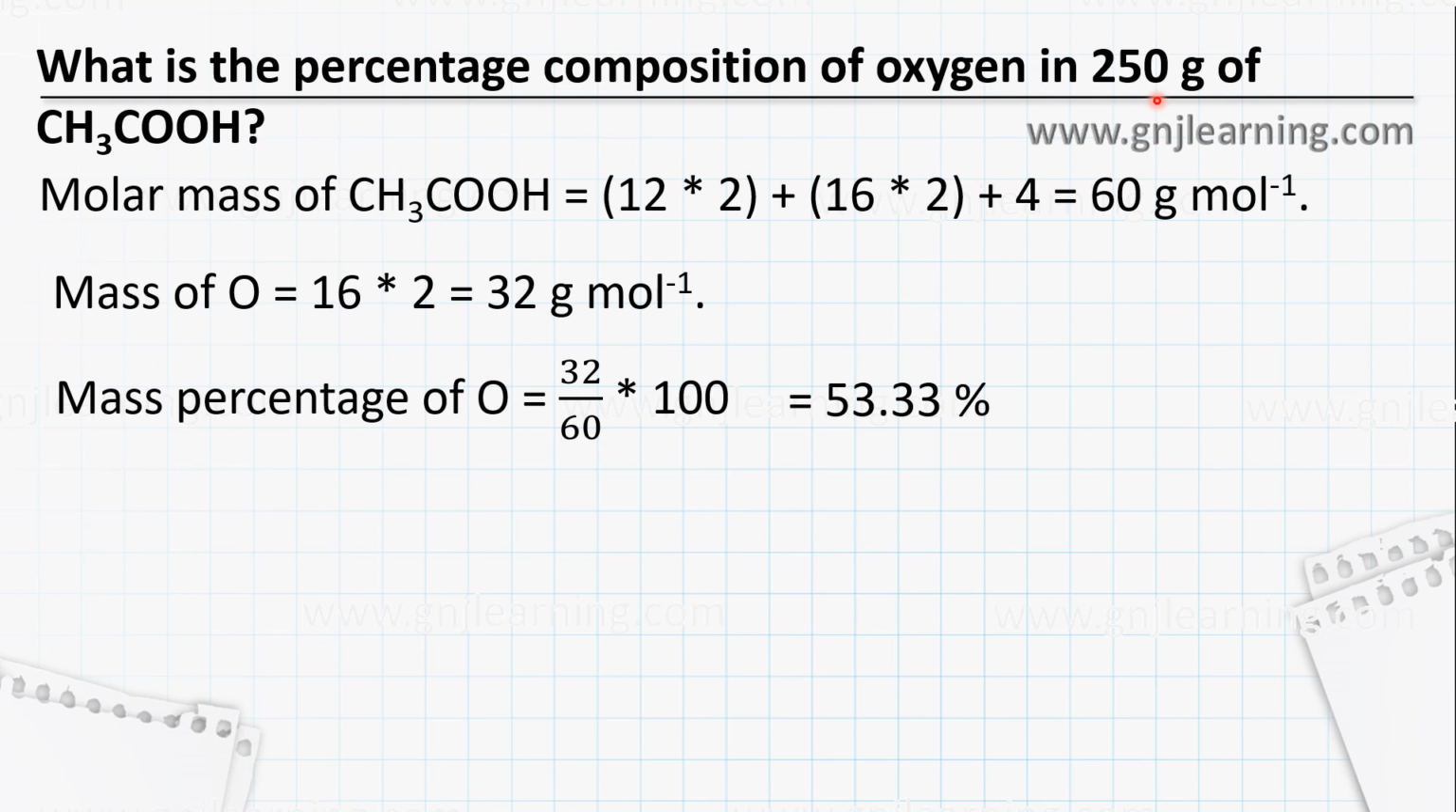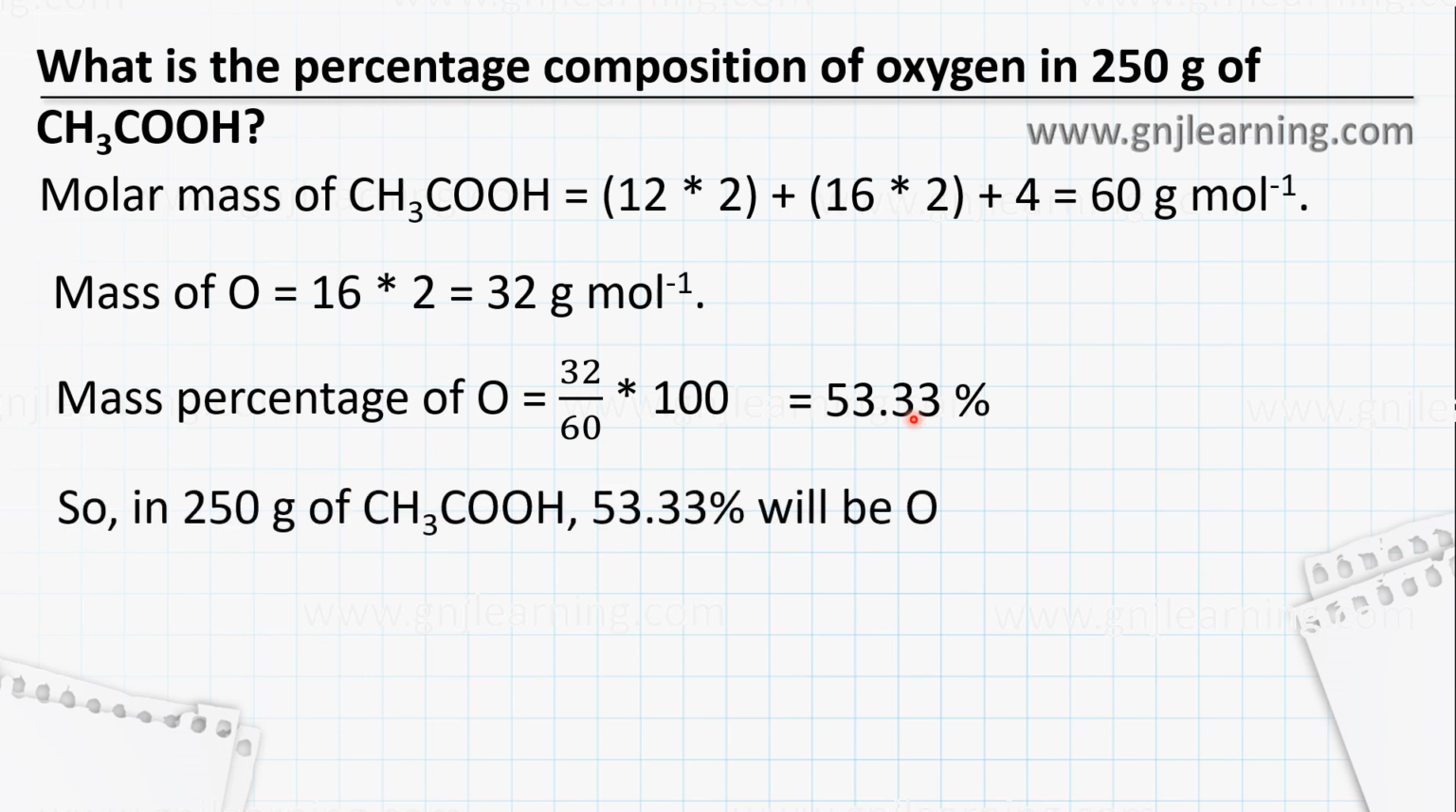Now what is the percentage composition of oxygen in 250? So if in 60 gram it is 53.33 percentage, in 250 gram also it will be 53.33 percentage. So in 250 gram of CH3COH, 53 percentage will be O. Clear? Percentage will never change, whereas mass will change, but mass percentage will always be the same. So what I need to find out is 53 percentage of 250 gram.